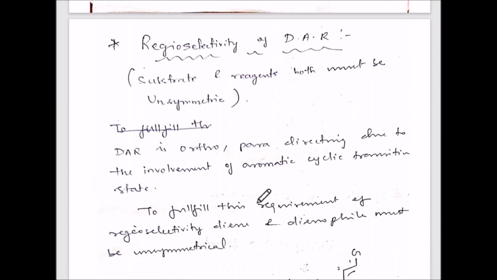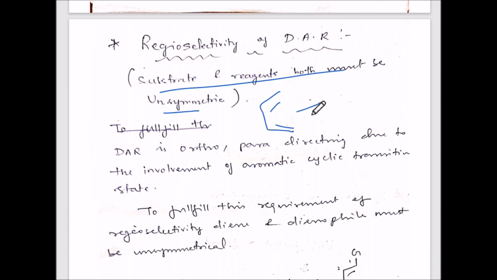Let's discuss the regioselectivity of the Diels Alder reaction over here. Why we have to talk about the regioselectivity is that you can see that two or more products can be formed. So what makes this possible is the regioselectivity of this reaction. This regioselectivity is possible because the substrate and the reagent both have an unsymmetrical arrangement.